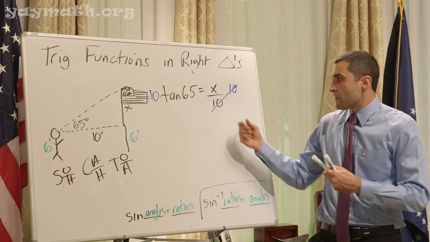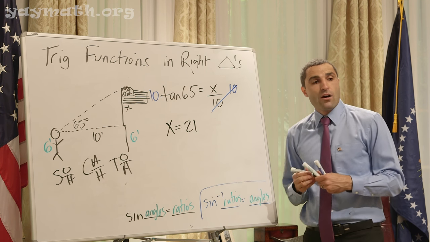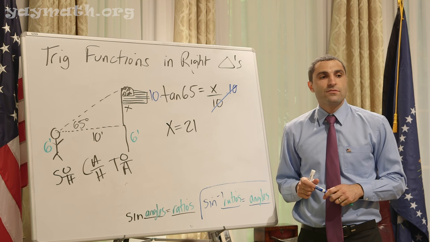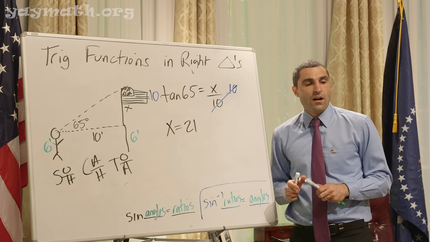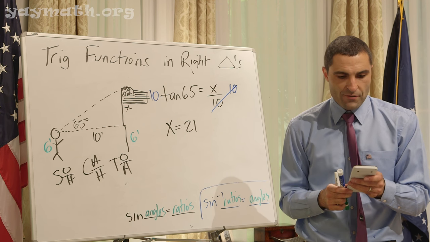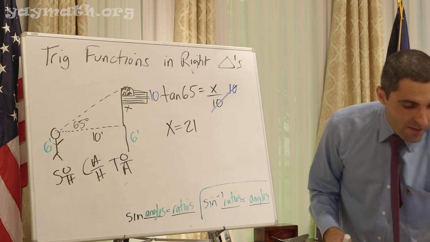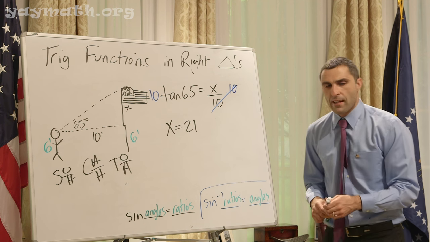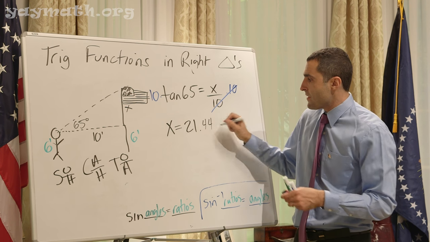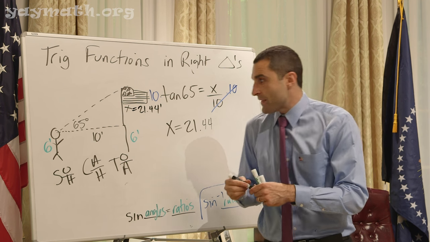21.44, great. So X equals 21. Did you not get that? I got negative 14.7. You may be in radian mode. Yes, you're in radian mode, sir. That's a common mistake. When you click mode there, you go into degrees. I'll show you next time too. So now try it. 10 times tan of 65, 21 point 44. Very nice.